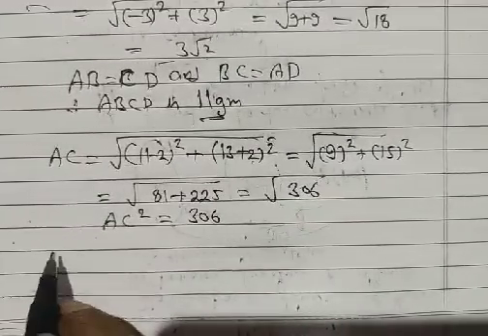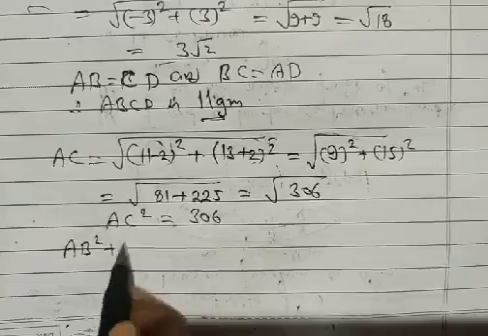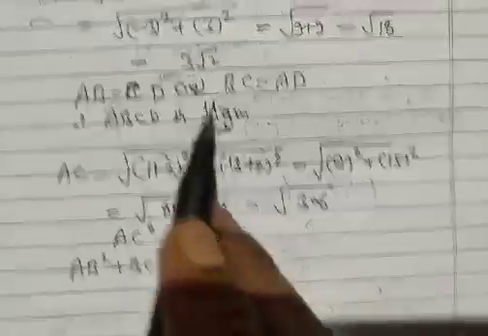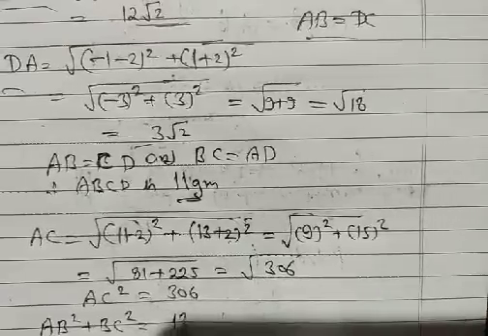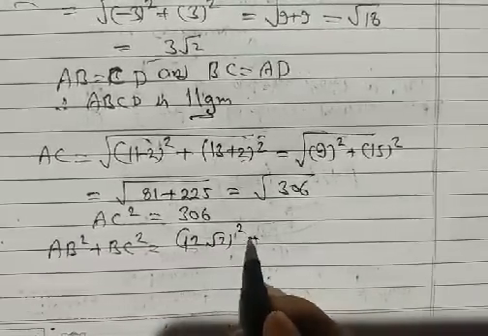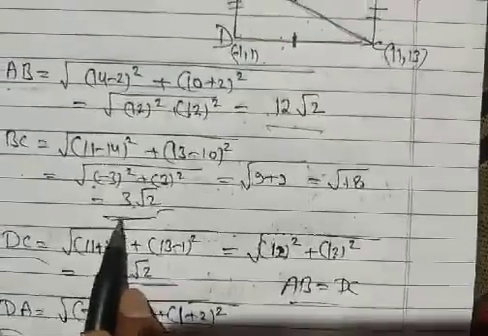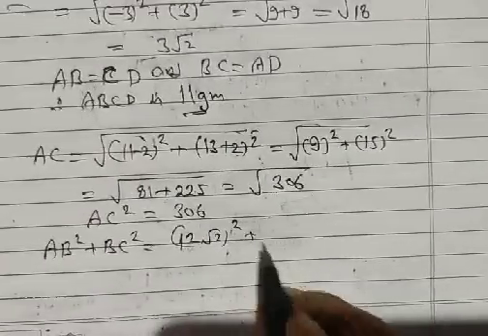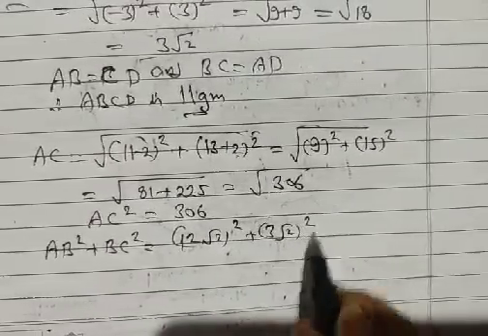Now we are going to show that AC square equals AB square plus BC square. Let's find AB square plus BC square. Our AB is 12 root 2, so it's 12 root 2 whole square. And our BC is 3 root 2, so plus 3 root 2 whole square.